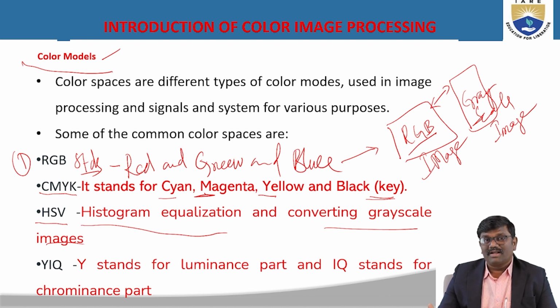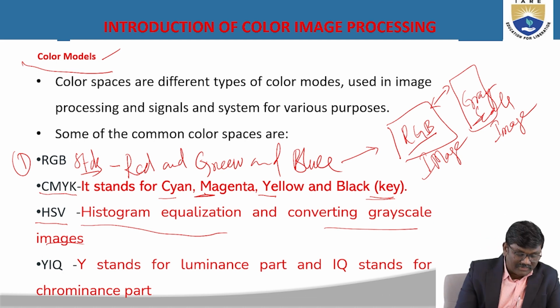So now we are concentrating on how we can convert from black and white to color by using these color models. Among these color models, HSV is the model which helps us convert from a grayscale image to a color image. I hope you got my point.